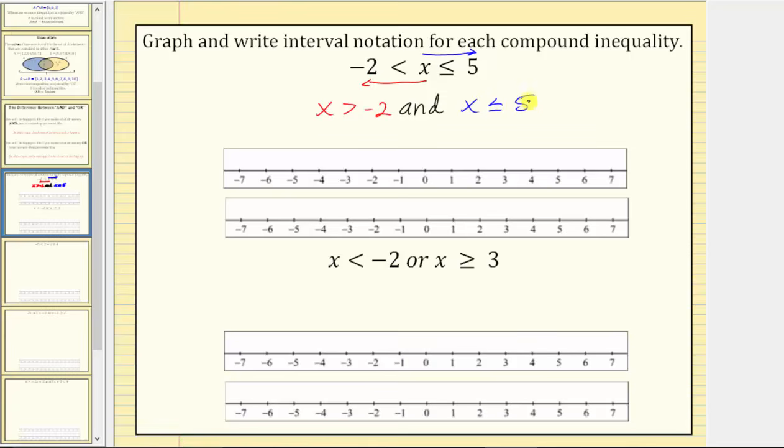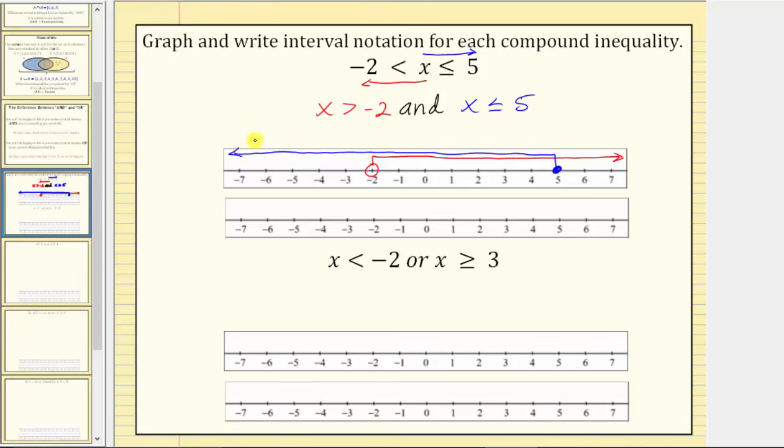Now let's graph both inequalities on the same number line, and because we have the word and, the solution is the intersection of the two intervals. For x greater than -2, -2 is not in the interval, we make an open point on -2, arrow to the right. For the second inequality, we have x less than or equal to 5. 5 is in the interval. We have a closed point on 5, arrow to the left.